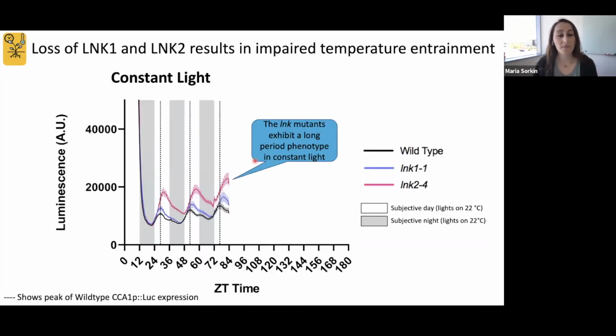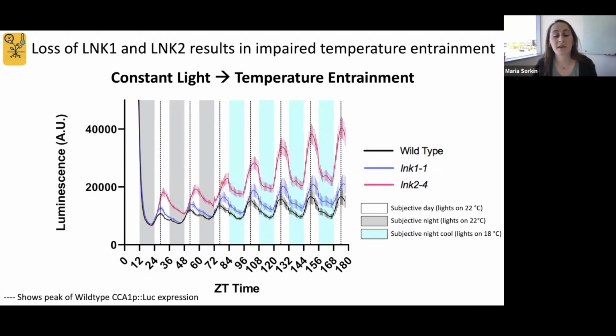Okay, so again, in this first part of the experiment, we're in constant light. And as I mentioned in the introduction, link mutants have a long period phenotype, which you can see nicely here as the rhythms get further and further away from the wild type, represented in black. To help you look at this data, I've traced on with this dotted line the peak expression of wild type luciferase reporter. If you look, for example, at the link 2-4 null mutant, you can see that the peak of link 2 gets further and further away from wild type because of its long period phenotype.